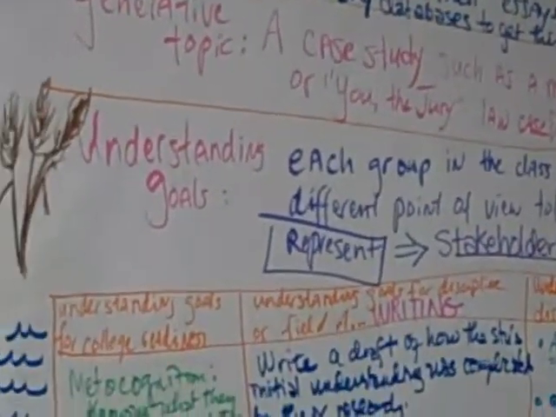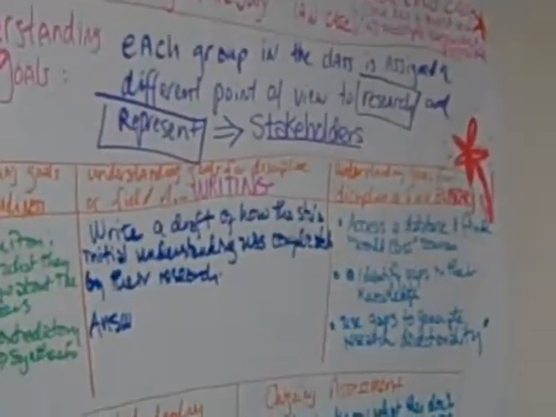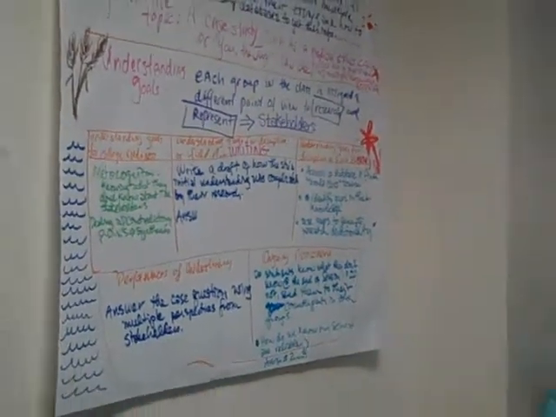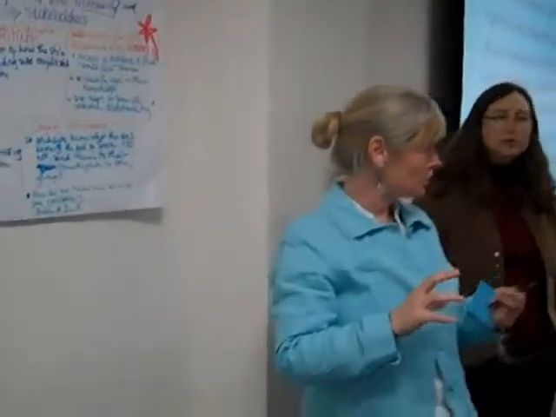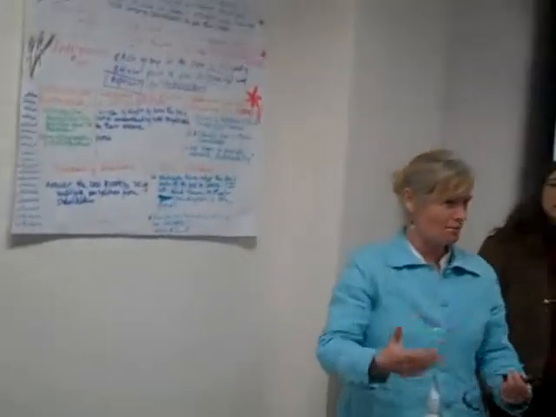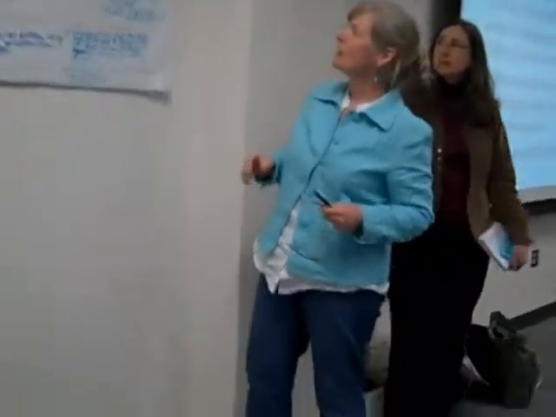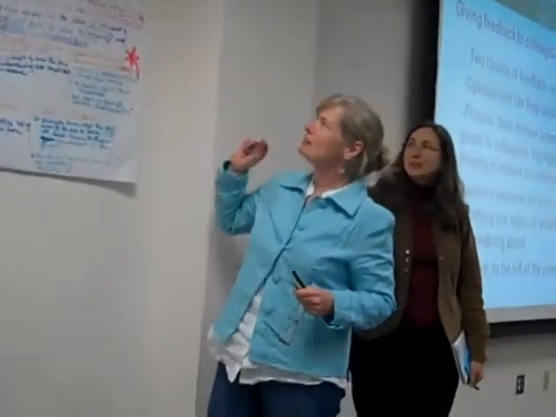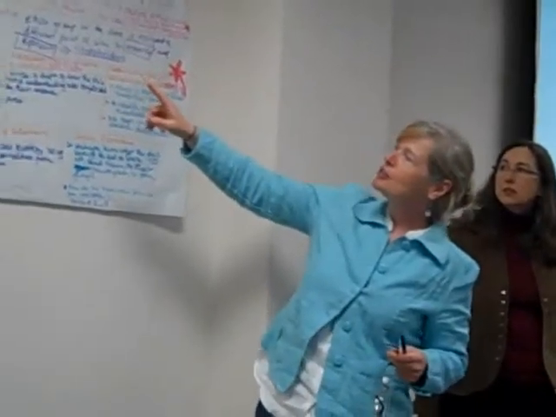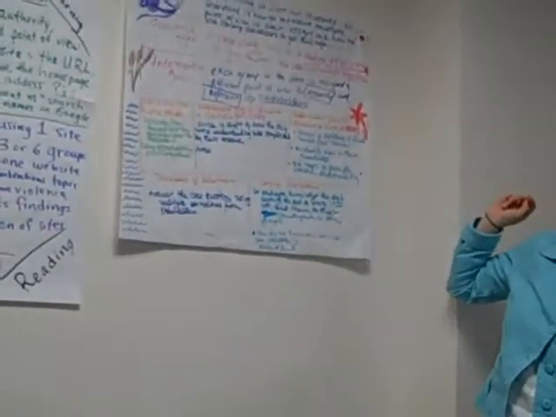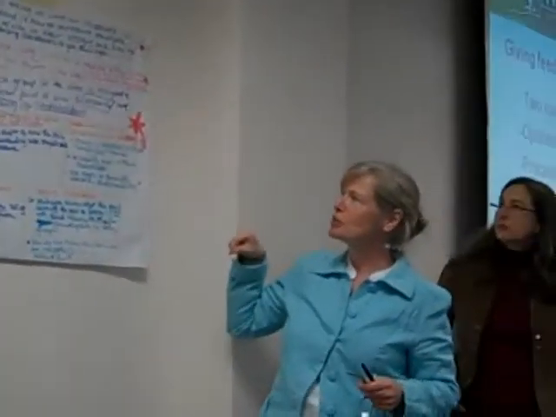And a case, as you know, ends with a question, but it could be answered in multiple ways. So it involves understanding multiple perspectives and consequences that come from the decisions that you make. So that's our sort of topic. Understanding goals: each group in the class is assigned a different point of view to research and represent.